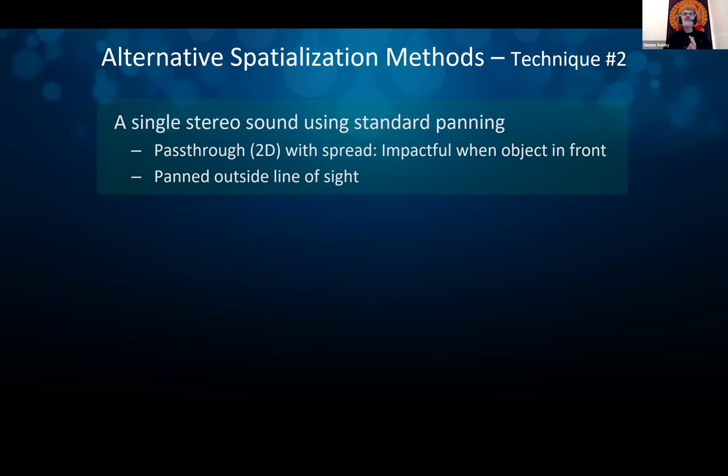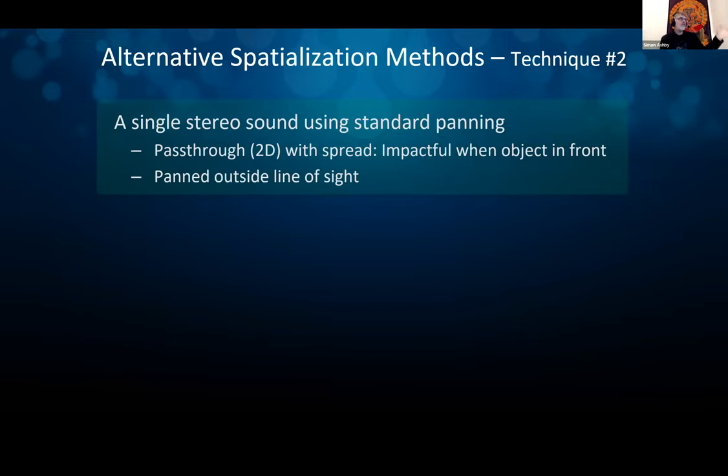So this other technique was to use a single stereo sound and use standard panning with that stereo sound and assign it to the pass-through mix. So basically unaffected by HRTF. And the idea was to get the stereo sound when it's in front of you, it's the full stereo thing. And that was used for large sounds or explosions, for example, that kind of thing. If you have an explosion, it's in front of you, it plays stereo, it's loud and clear.